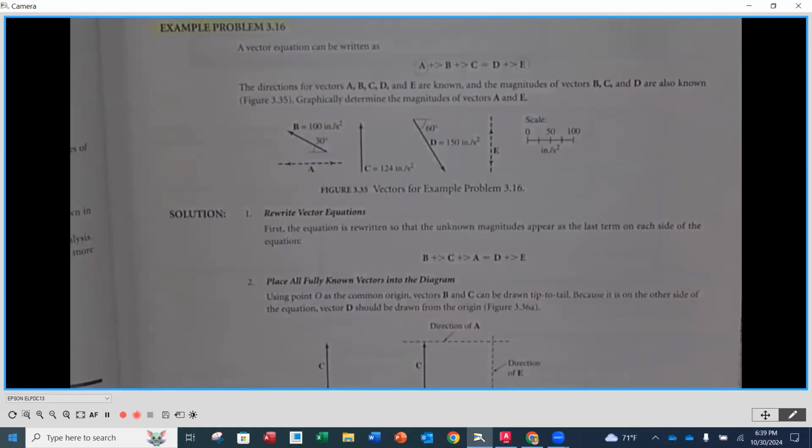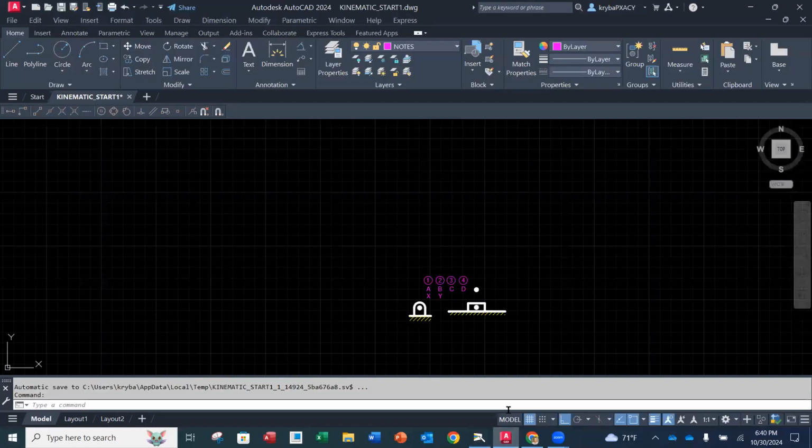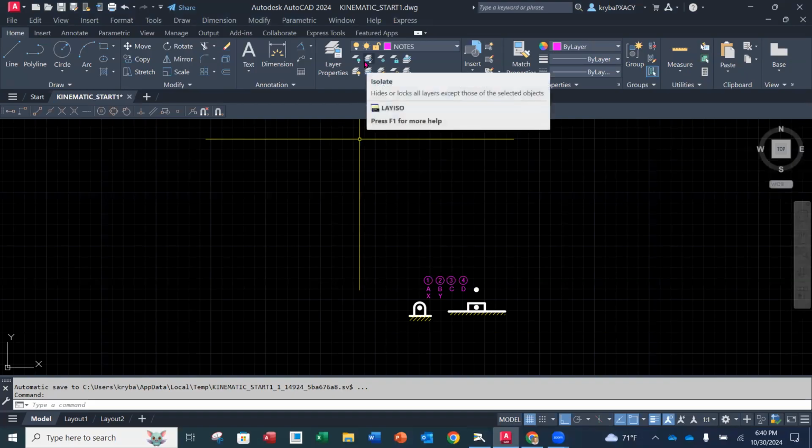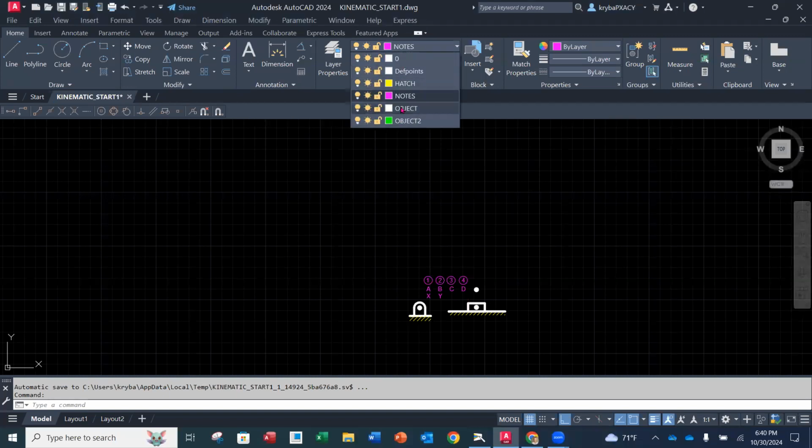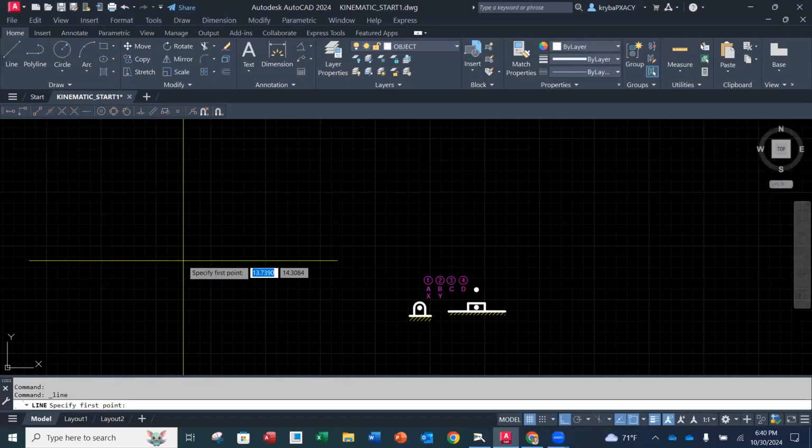So let's see how we do this. It's kind of a cool process. And when you do it, it's like, oh, that kind of makes sense. So we're going to start off here by drawing what we know in terms of our known variables. So I'm going to change to my object layer, and I'm going to start with B.